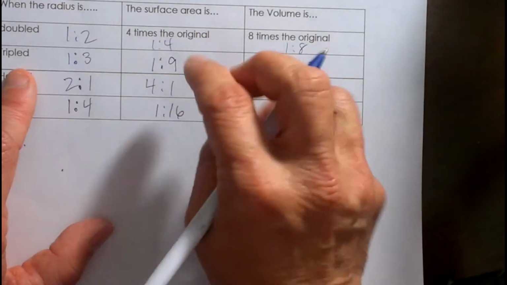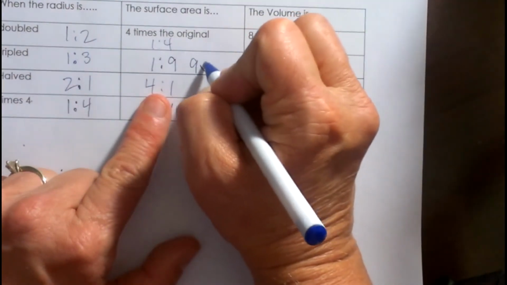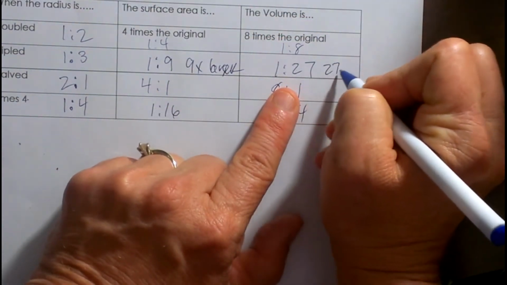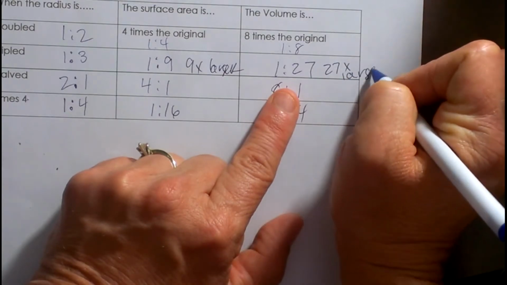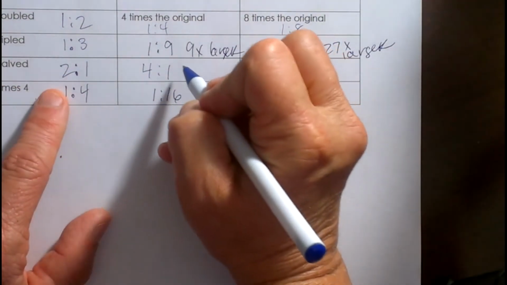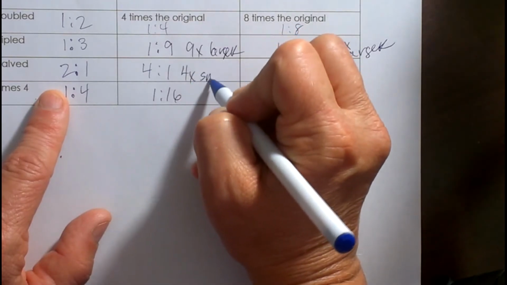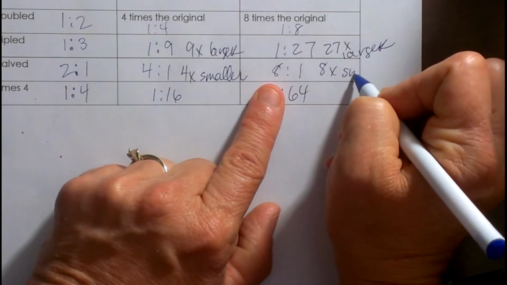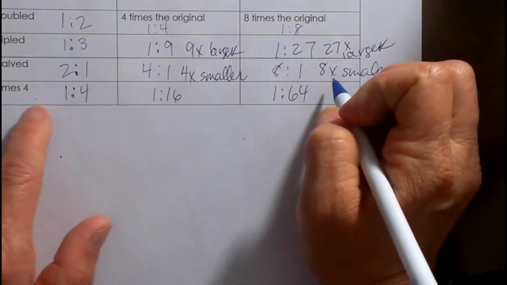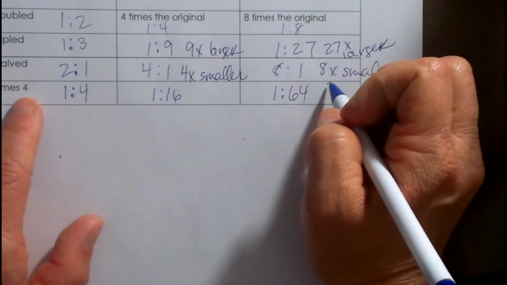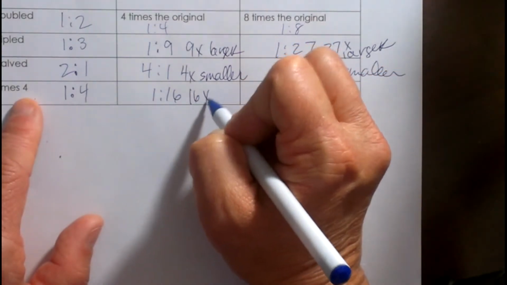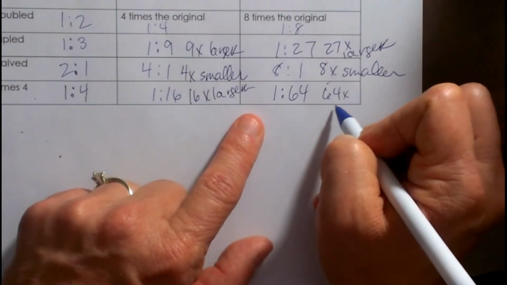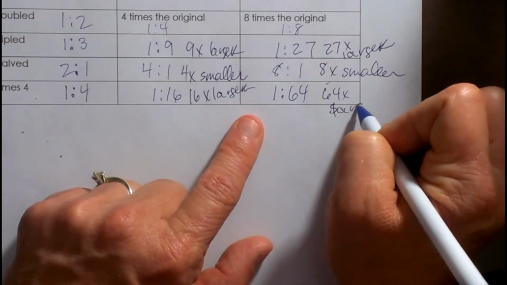Okay, if it's tripled, the surface area would be 9 times larger. Okay, the volume would be 27 times larger. If it's halved, it's going to be 4 times smaller. And then the volume would be 8 times smaller. And then if it's times 4, then it's going to be 16 times larger. And this one would be 64 times larger.